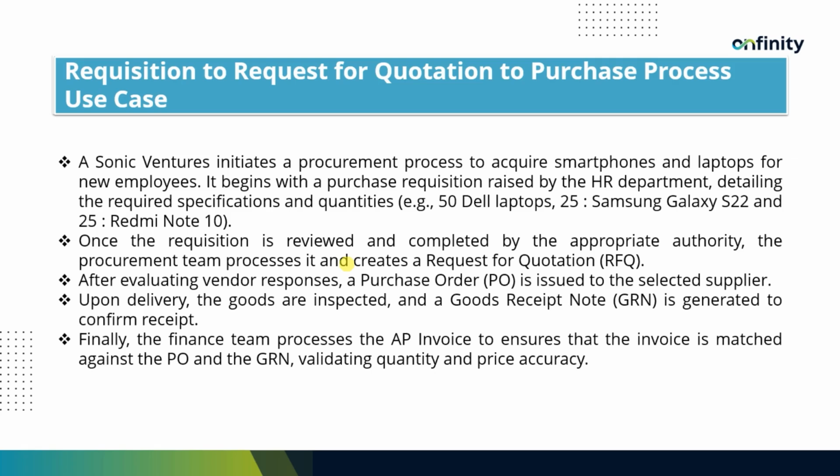Once the requisition is reviewed and completed by the appropriate authority, the procurement team processes it and creates a request for quotation against the requisition. After evaluating vendor responses, a purchase order is issued to the selected supplier. Upon delivery, the goods are inspected and a goods receipt note is generated to confirm the receipt. Finally, the finance team processes the AP invoice to ensure that the invoice is matched against the PO and GRN, validating quantity and price accuracy.